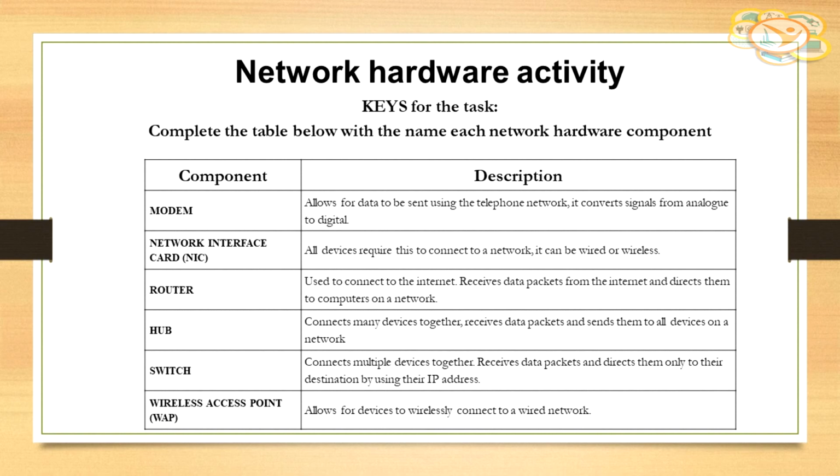The third is router, used to connect to the internet, receives data packets from the internet and directs them to computers on a network. Next is hub, connects many devices together, receives data packets and sends them to all devices on a network. Next is switch, connects multiple devices together, receives data packets and directs them only to their destination by using their IP address. And the last one is wireless access point, allows for devices to wirelessly connect to a wide network.